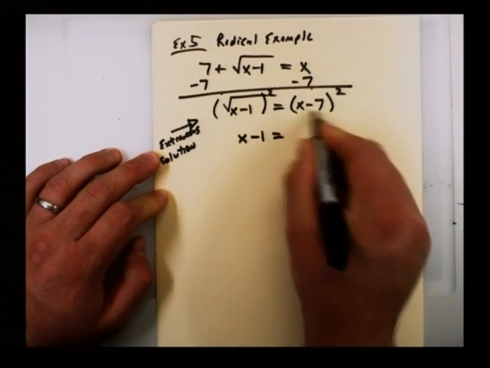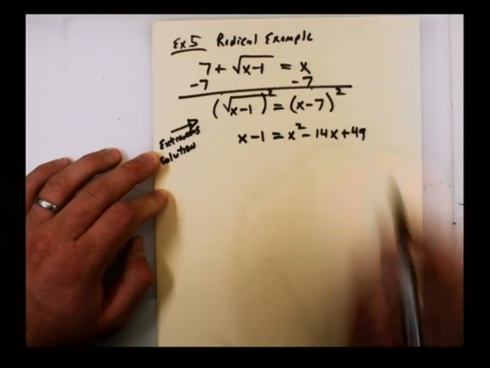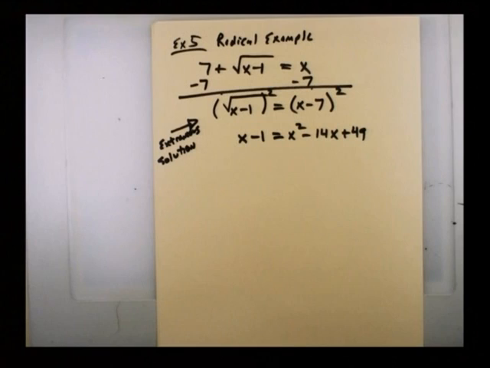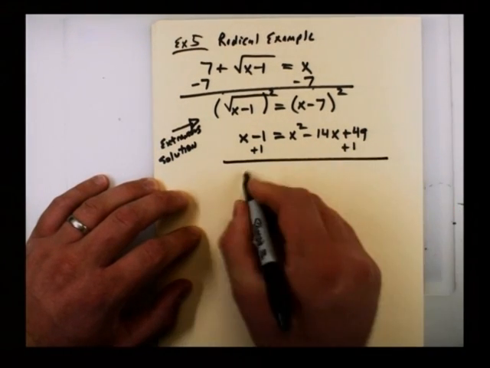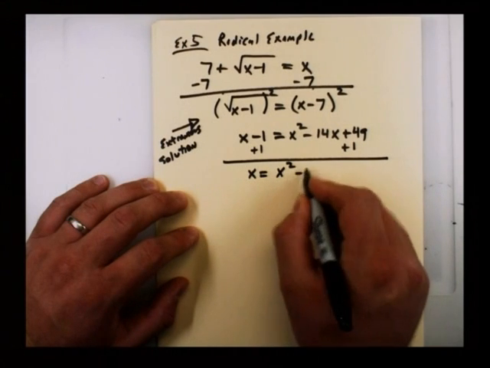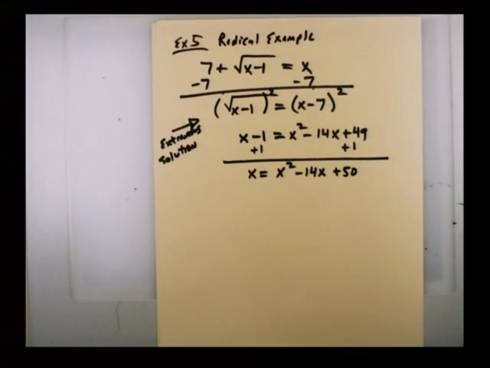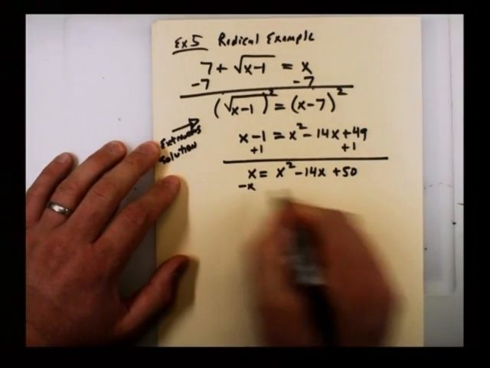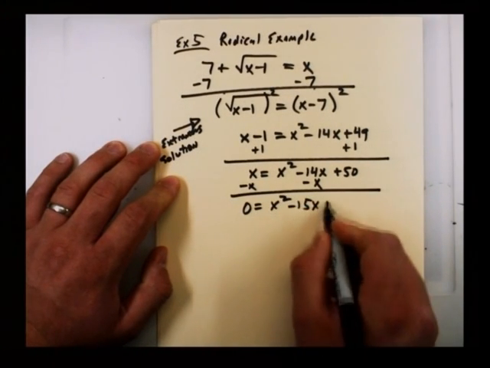Left-hand side, we get x minus 1. Foil that out, you're going to have x squared minus 14x plus 49. Next step from there, it's easy to solve stuff when it's equal to what? When it's equal to 0. So let's add 1 to both sides. x is equal to x squared minus 14x plus 50. Very last step, minus x from both sides, so we just have a 0. 0 is equal to x squared minus 15x plus 50.